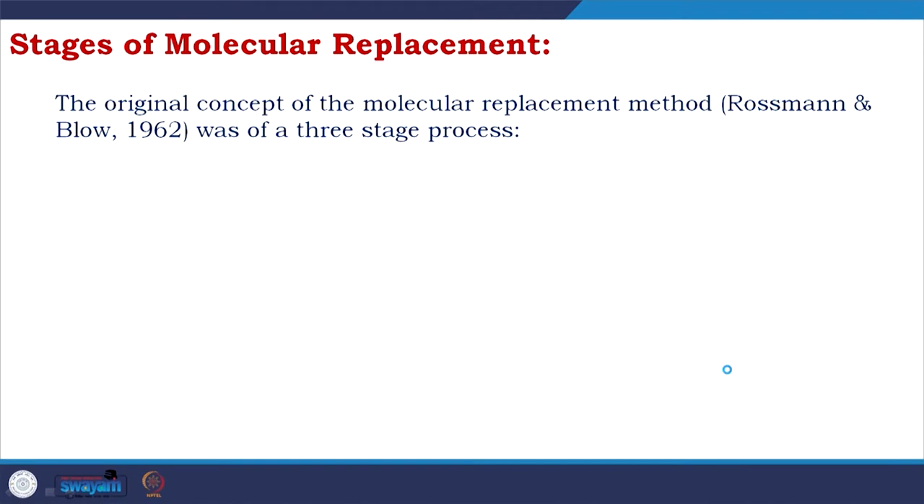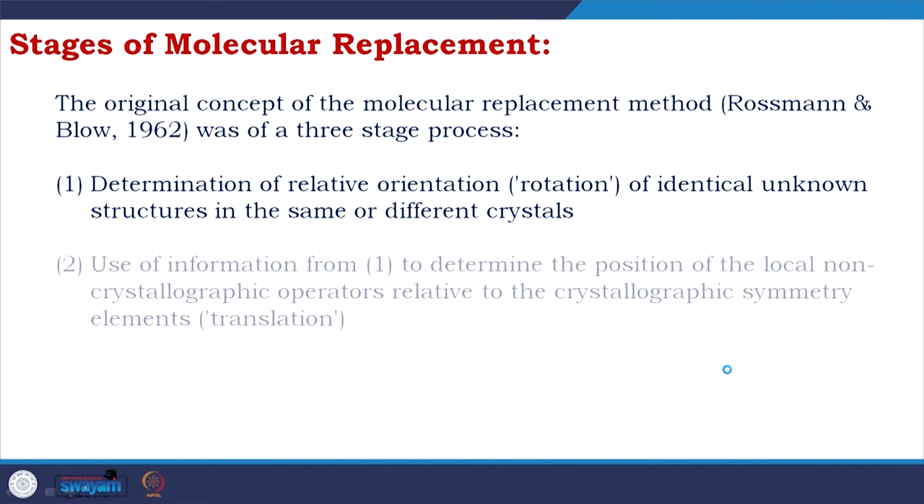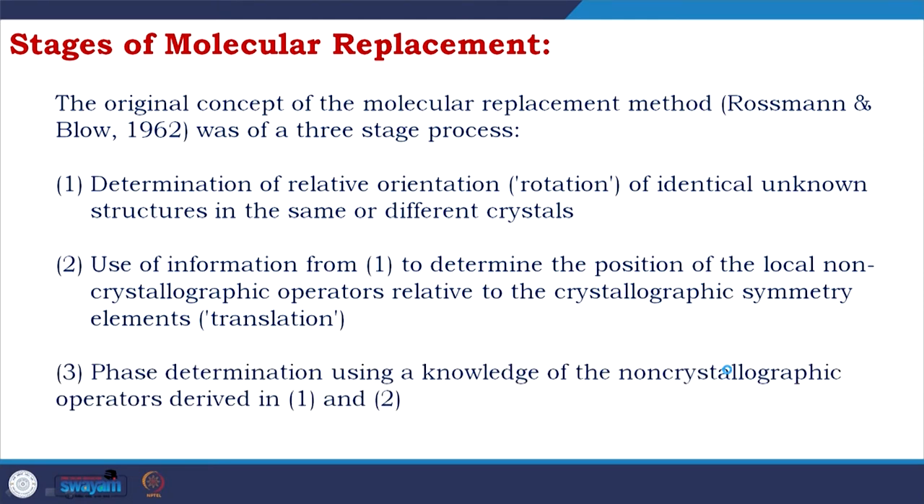So let's go into the process. The original concept of the molecular replacement method was a three-stage process. And as I said, Rossman and Blow, 1962: determination of relative orientation, rotation of identical unknown structure in the same or different crystal. Use of information from one to determine the position of the local non-crystallographic operators relative to the crystallographic symmetry element. So, the first one is a rotation, the second one is translation. The phase determination using knowledge of the non-crystallographic operators derived in 1 and 2. So, you do the rotation, you do the translation, and you utilize them to get a phase.